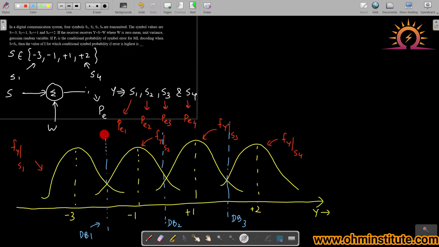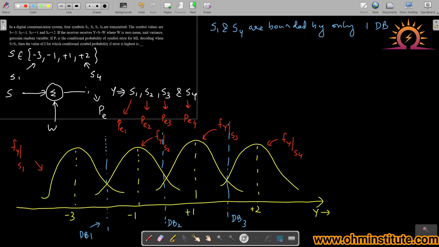That is, the symbol -3 is bounded by only one decision boundary. Same case with the symbol +2. The symbol +2 is also bounded by only one decision boundary. If it bypasses this decision boundary, the symbol +2 will be decoded as an error. So, however, that means I just write down this point. The symbols S1 and S4 are bounded by only one decision boundary.